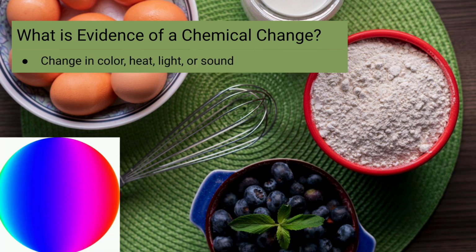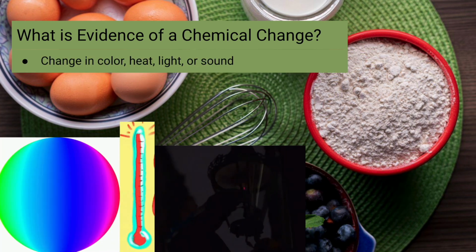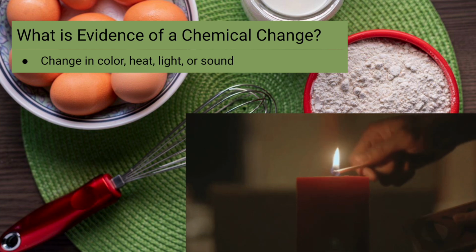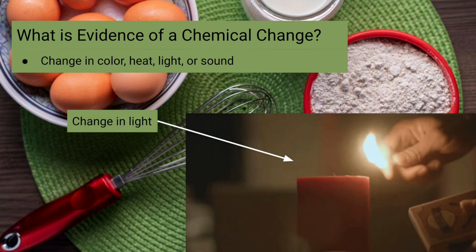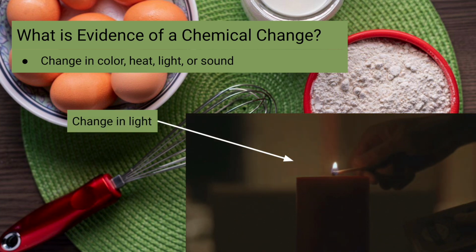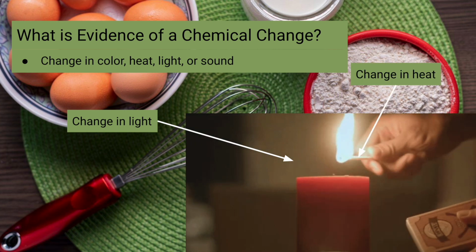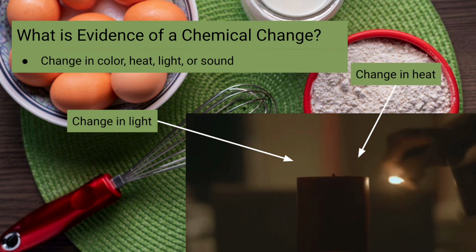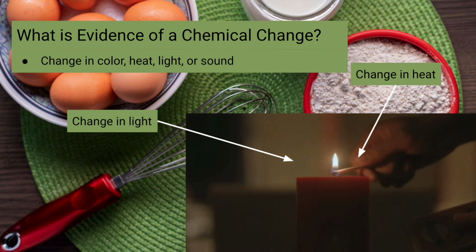The first is change in color, heat, light, or sound. You can see this in particular with lighting a match, right? When you light a match, you have a change in light. The room gets lighter when you light a match. There's a flame. And then there's a change in heat. When you light a match, that heat escapes and the area around that match gets a little bit hotter.